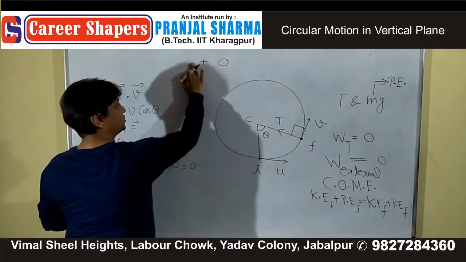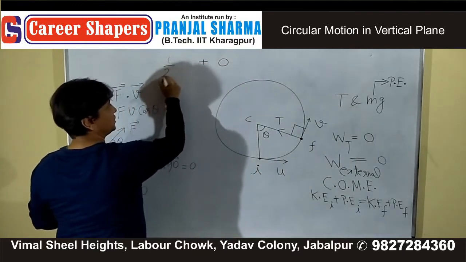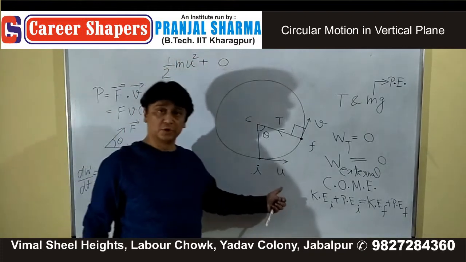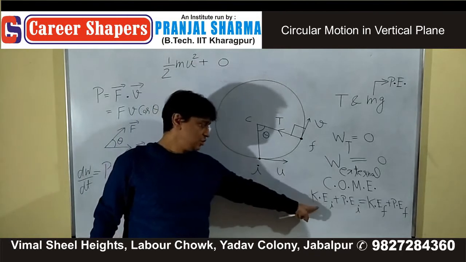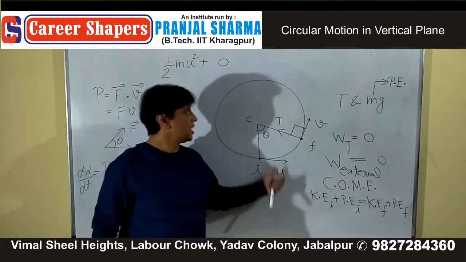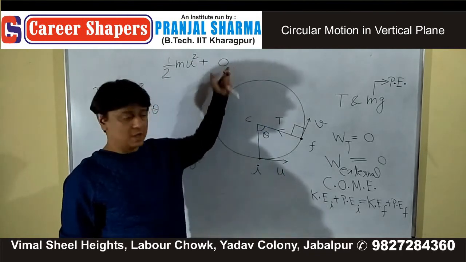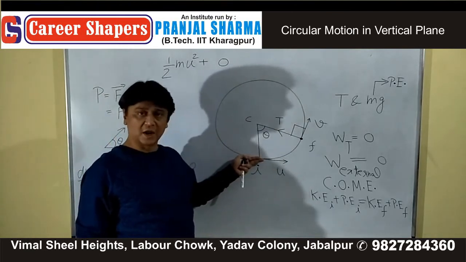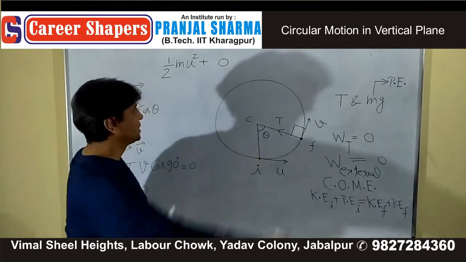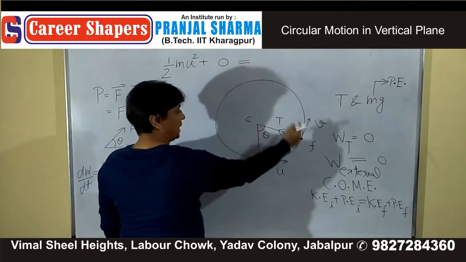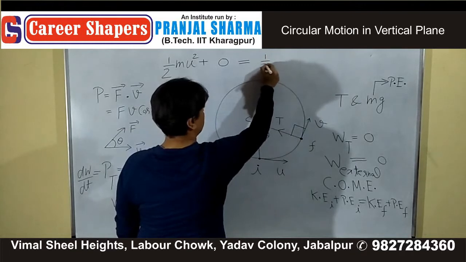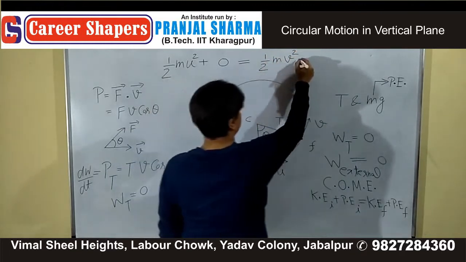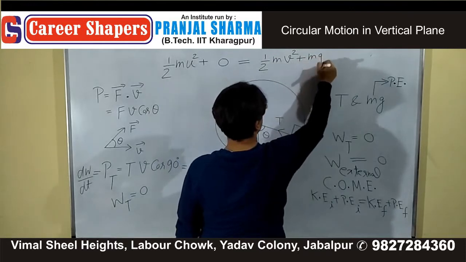My fault, kinetic energy is not 0. Kinetic energy is what? Half m u square. It's moving with u. Initially, kinetic energy is half m u square. Potential energy is what? 0. At this level, the lowest level, we have taken gravitational potential energy as 0. Then, at this point, kinetic energy is half m v square and potential energy is mgh.